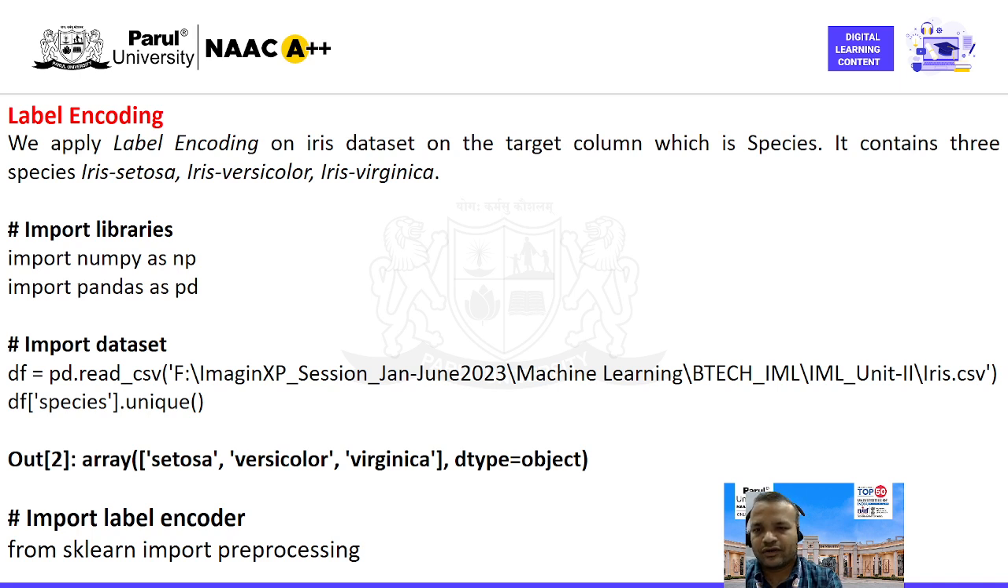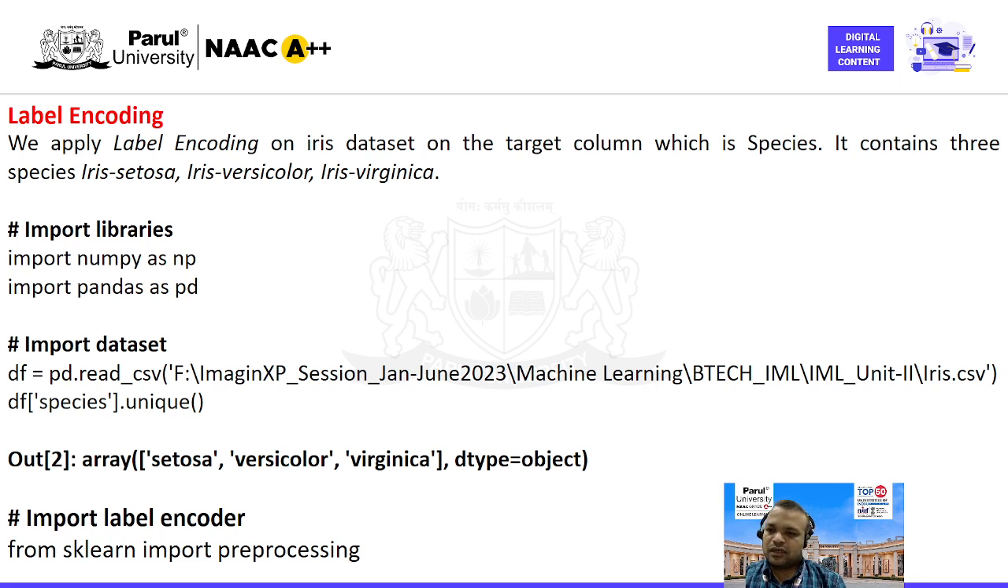We apply label encoding on the iris dataset, on the target column, which is species. We already discussed the iris dataset, the flower dataset. It contains 3 species, and species is the target column: Iris setosa, Iris versicolor, Iris virginica. These are the classes of your Iris dataset. So how can we apply label encoding on that data set?